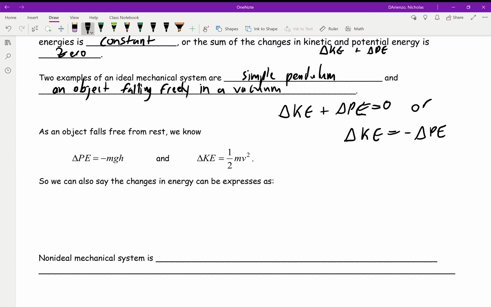So as an object falls free from rest, we know the change in potential energy is due to a negative mg delta h, negative because we are in free fall, and the downwards direction would indicate a negative value. And kinetic energy is equal to 1/2 mv squared. Now as you gain kinetic energy and our velocity is increasing as we fall, that's why we have a negative potential because of our law of conservation of energy. Those two have to total up to zero.